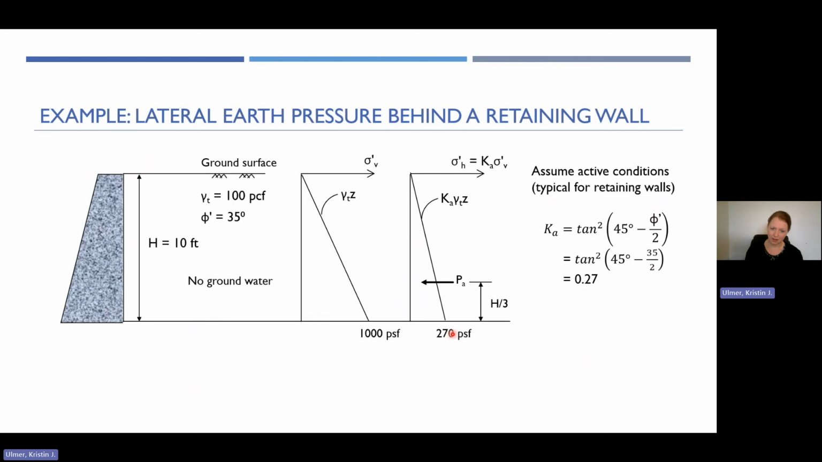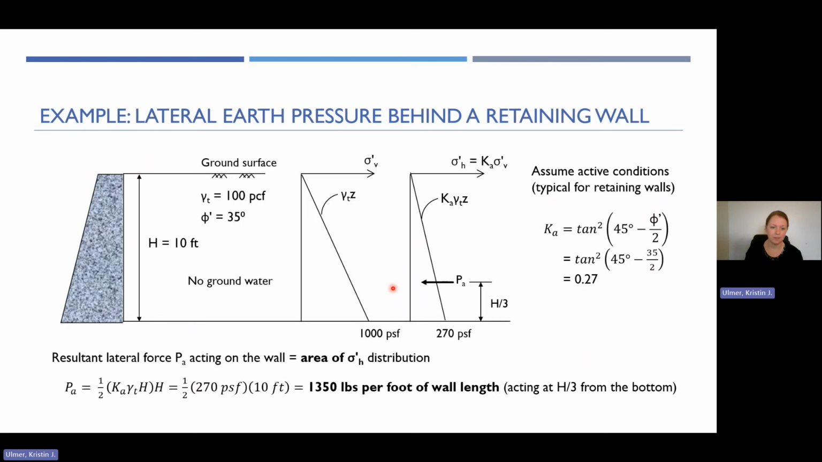So you draw this triangle right here. At the bottom of that 10-foot wall, we'd have 270 PSF as the pressure. And because we just have one single triangle of pressures acting on this wall, we know that the resultant pressure will be acting 1/3 up from the base of this triangle, and we can compute the total force acting on the wall. So the resultant lateral force P sub A acting on this wall would be the area of this triangle right here, representing our horizontal pressures. So that's 1/2 times Ka gamma, where gamma is the unit weight, times the height of the wall, times the height of the wall again.